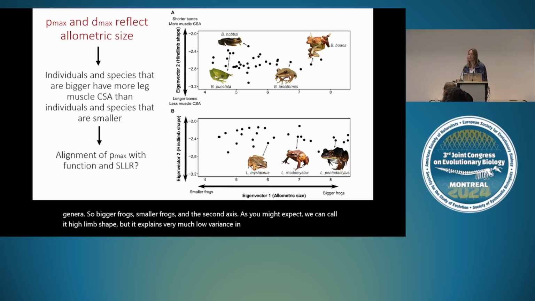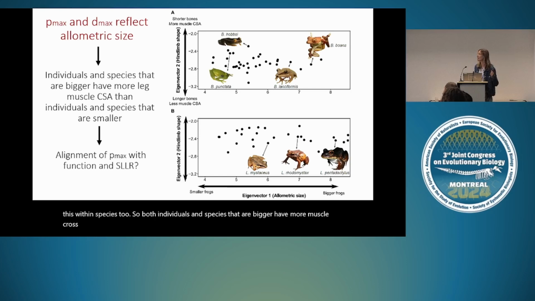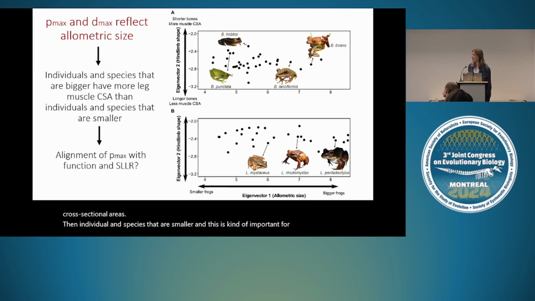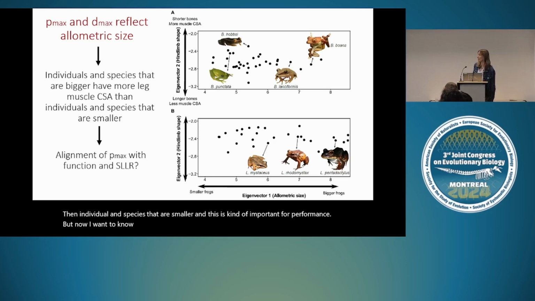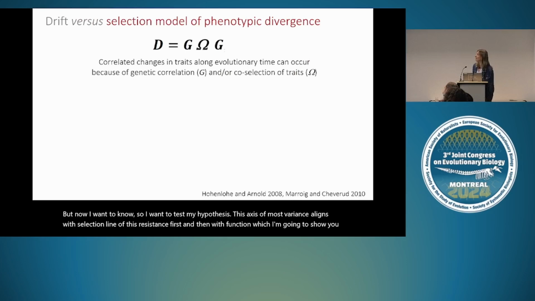And this allometric size, what does it mean? It means that both individuals, because you see this within species too, and species that are bigger have more muscle cross-sectional area than individuals and species that are smaller. And this is kind of important for performance. But now I want to test my hypothesis: this axis of most variance aligns with the selection lines of least resistance first, and then with function, which I'm going to show you how I actually calculated.